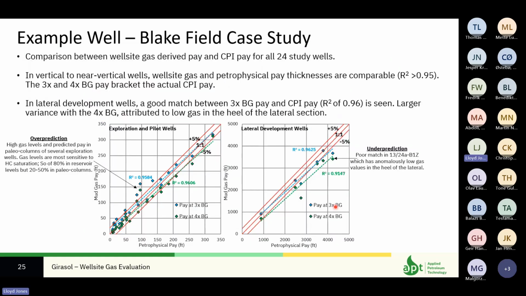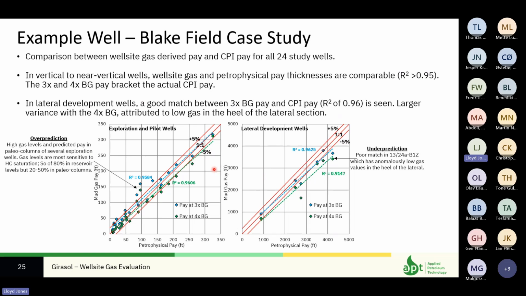So actually comparing all the wells, the bottom two plots are the mud gas predicted pay on the y-axis and the petrophysical pay on the x-axis for all of the exploration and pilot wells on the left-hand side, and all the lateral development wells on the right-hand side here. So basically, there were 24 wells in total, as you can see plotted on these graphs here.